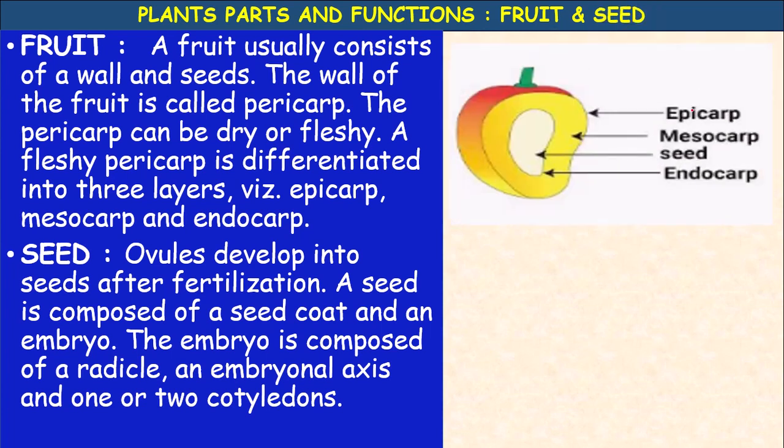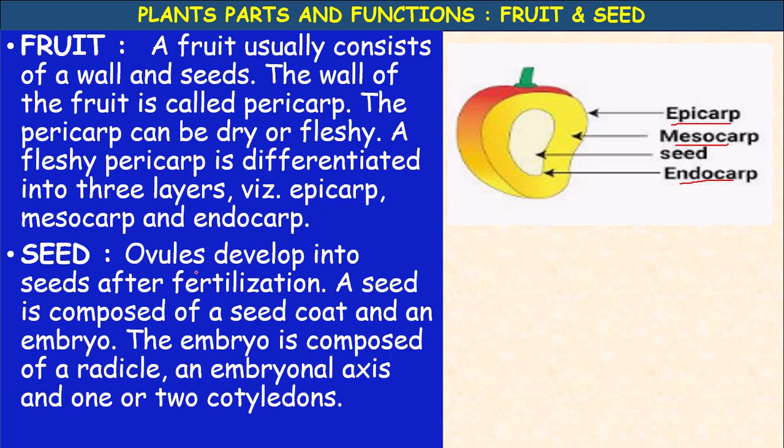So this is the fruit. Epicarp is the outer layer, which is further divided into middle mesocarp and inner endocarp. So the seed is protected by means of these three layers. Okay, the fruit protects the seed inside.